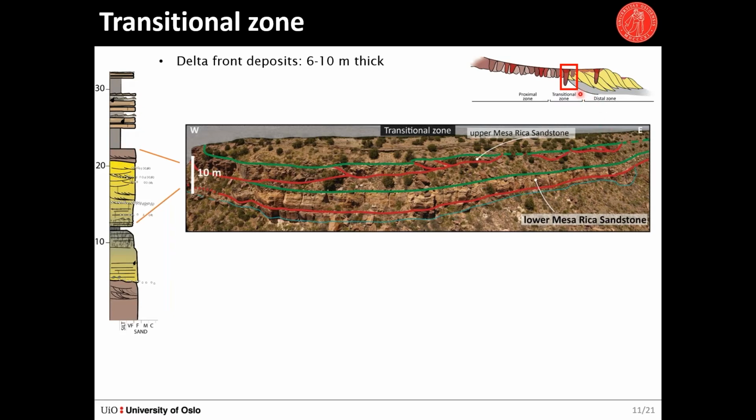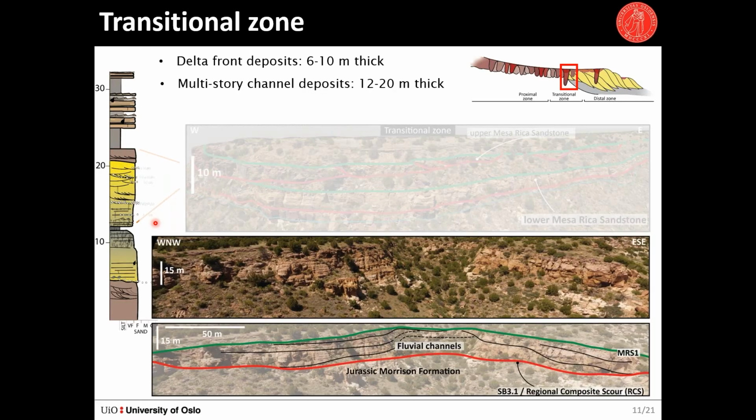And then in the transitional zone, these are replaced by delta front deposits that are also very sand prone and have a tabular nature. You can see here that there's almost no pro-delta mudstone preserved, or maybe not deposited, which relates to the low accommodation, so the shallow water setting. We also find in this part of the study area these multi-story deposits. They're multilateral, multi-story, and they're bounded by this composite scour.